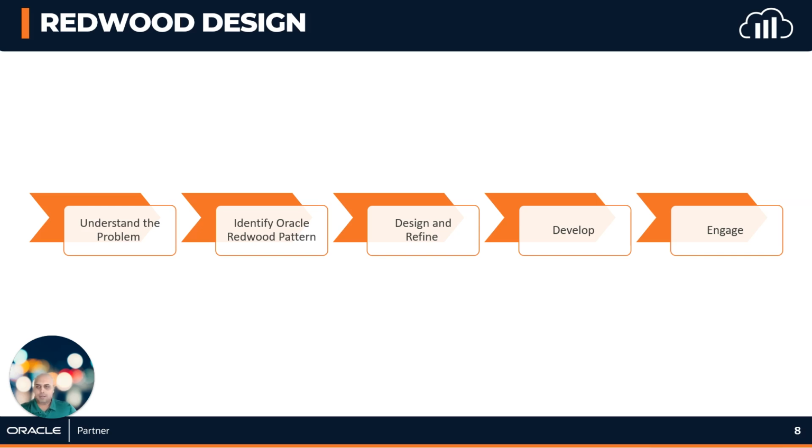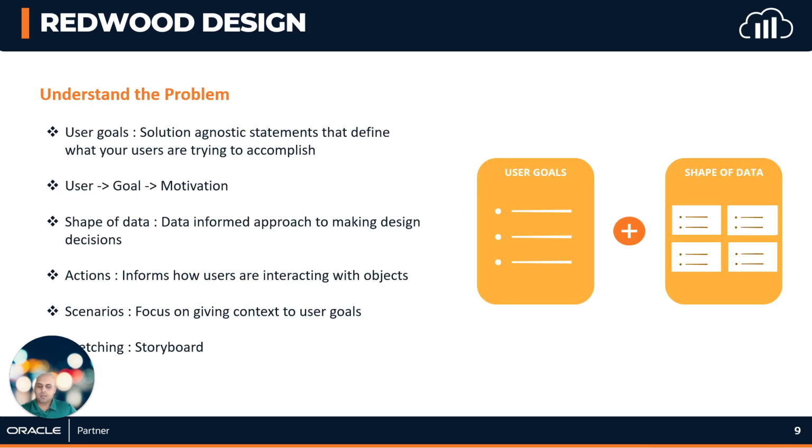Now we'll take a look at user goal statement and shape of data. User goal is a solution agnostic statement that defines what your users are trying to accomplish. You want to have a clarity of purpose around what the user is trying to achieve. It's not just the clarity of your or your team in creating this application, but it's clarity in terms of what the user is trying to do. We can achieve that by creating user goal statements.